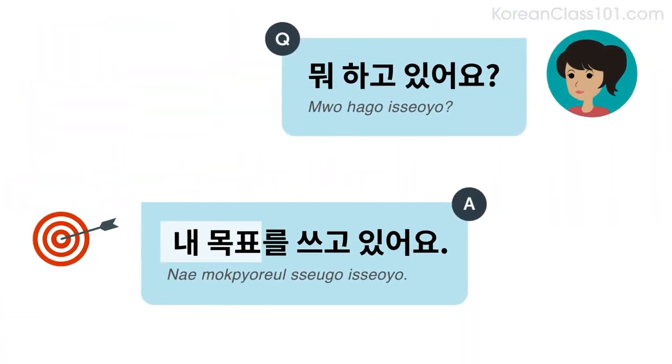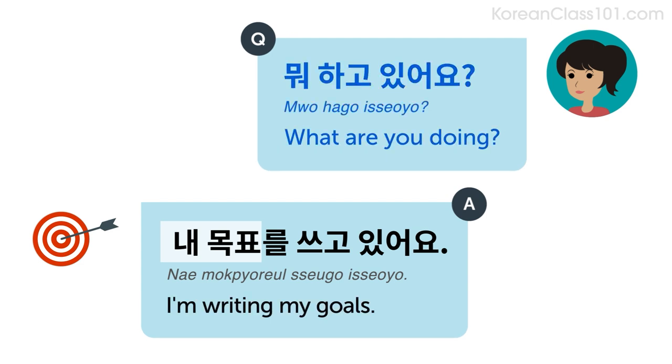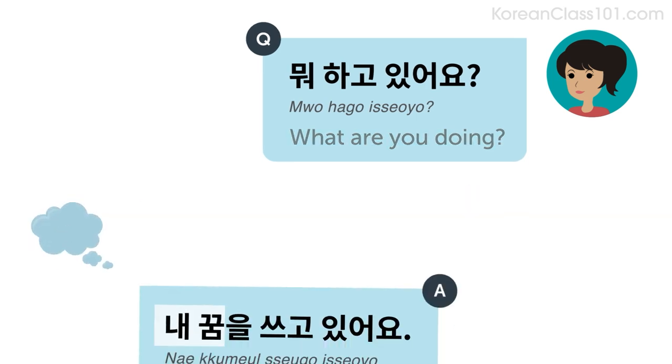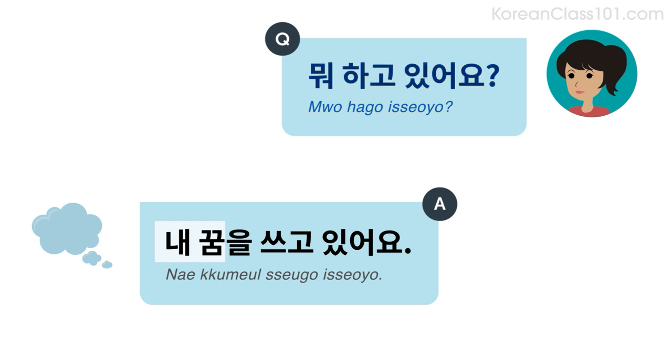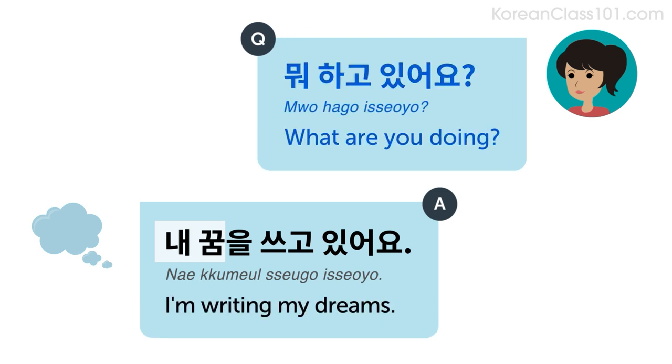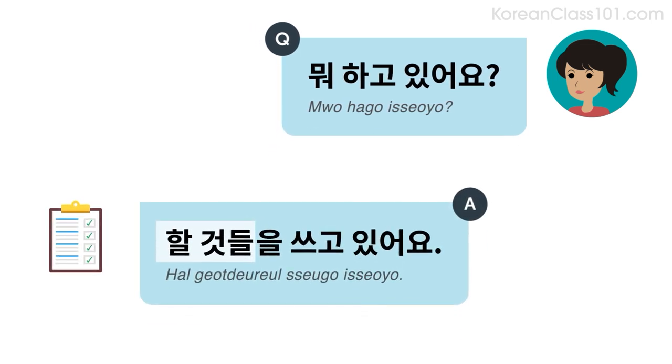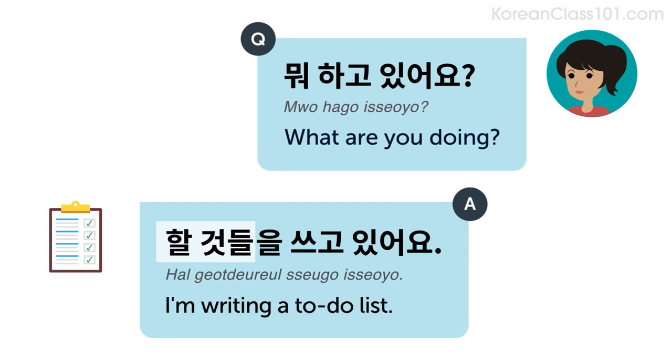Let's look at some examples. Listen and repeat or speak along with the native speakers. 뭐 하고 있어요? 내 목표를 쓰고 있어요. What are you doing? I'm writing my goals. 뭐 하고 있어요? 내 꿈을 쓰고 있어요. What are you doing? I'm writing my dreams. 뭐 하고 있어요? 할 것들을 쓰고 있어요. What are you doing? I'm writing a to-do list.